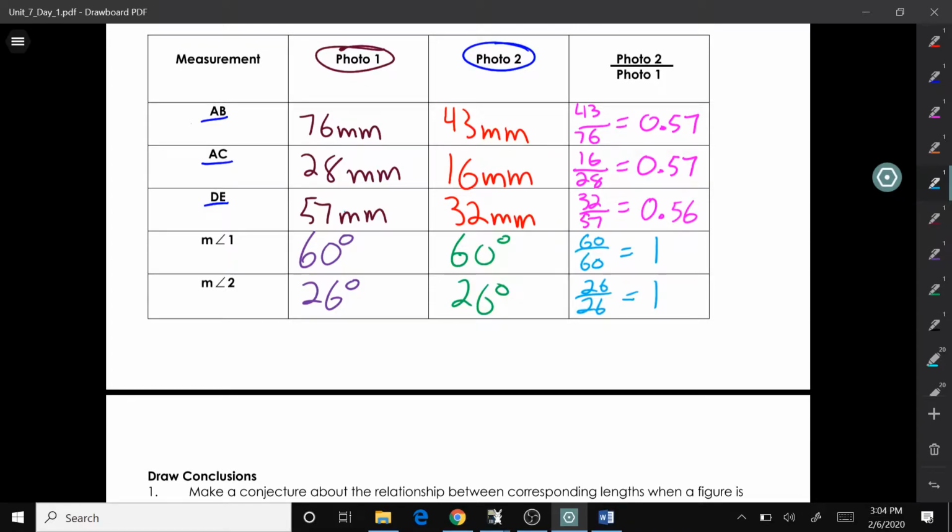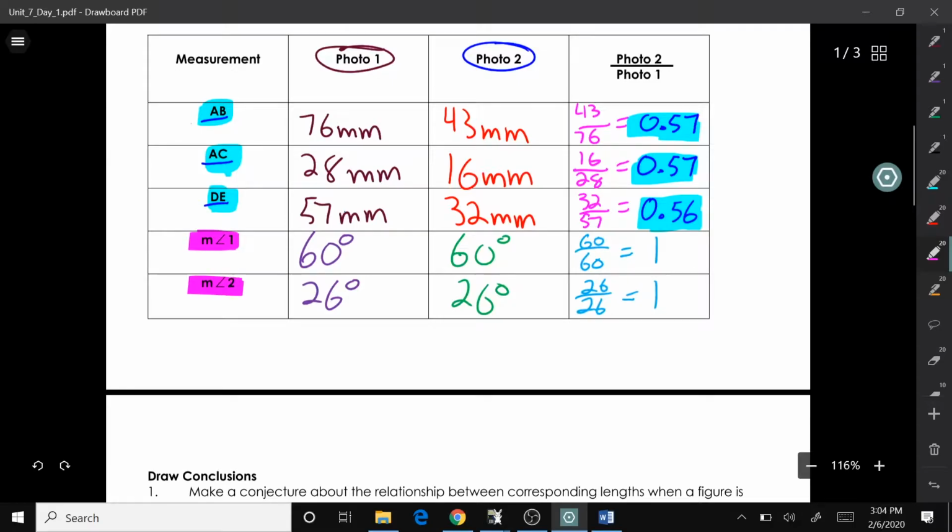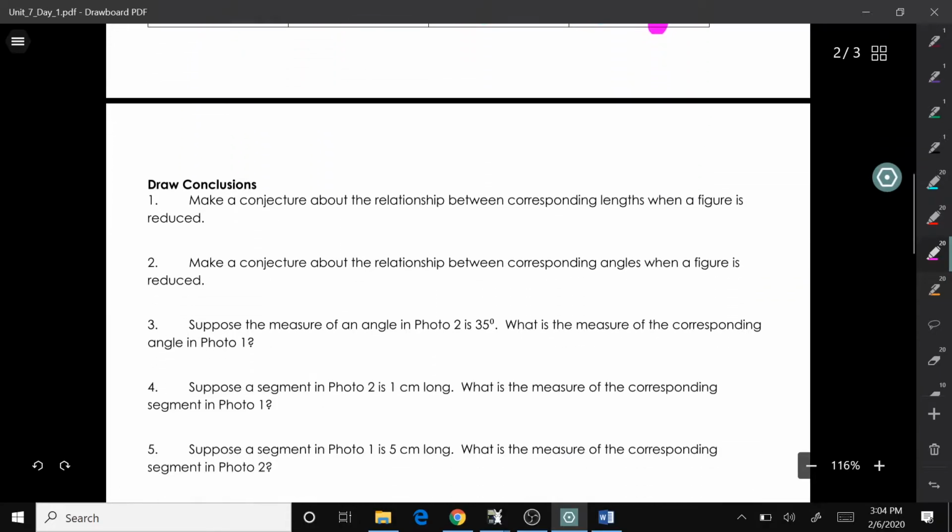So before we look at the next page, let's look at some things that we see. Well, when it comes to side lengths, the ratio was the same or pretty close to being the same ratio when we divided the two. And it was a decimal smaller than 1. When we look at angles, the ratio was 1 for both angles. So now we're going to use this information to draw some conclusions on the next page. So let's look at the next page, please.